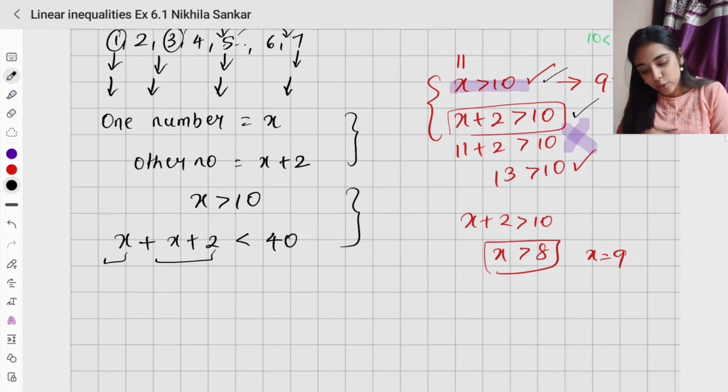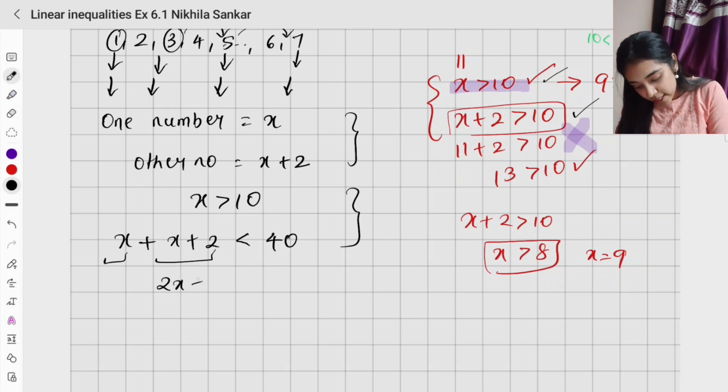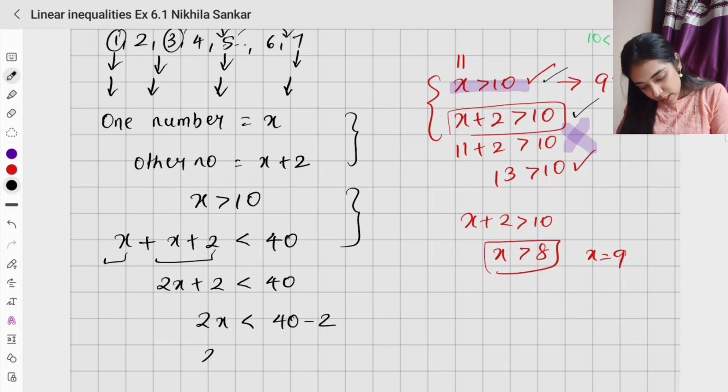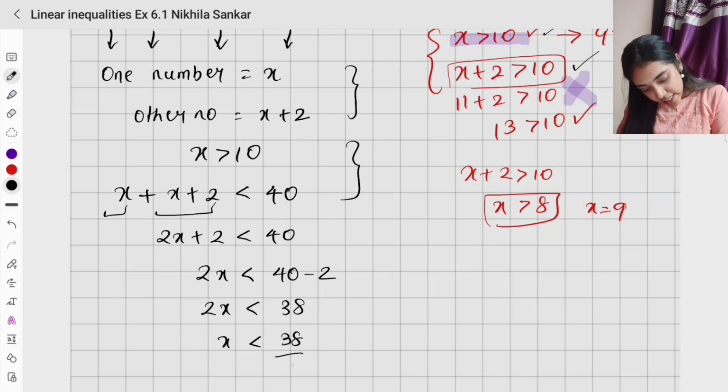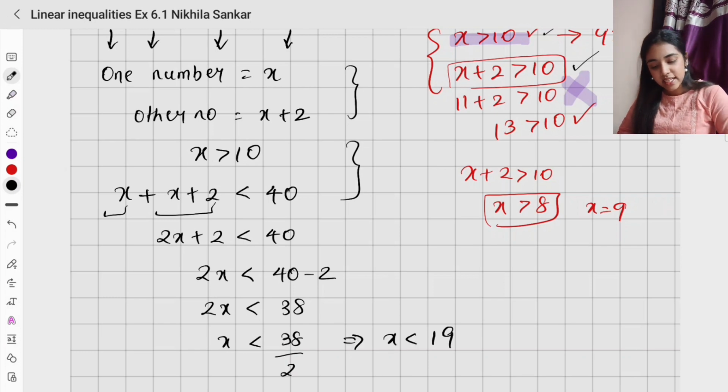Okay, so these are my two equations. I'm going to solve them. So I have x plus x is 2x plus 2 less than 40. 2x is less than 40 minus 2, which is 38. So x is less than 38 divided by 2, which means x is less than 19. 2 1s are 2, 2 9s are 18. So x is less than 19 and x is greater than 10.